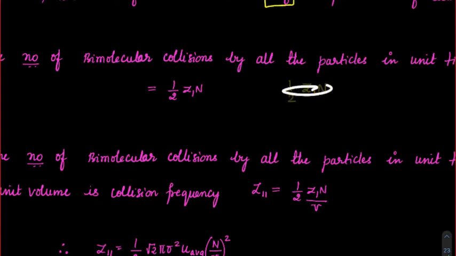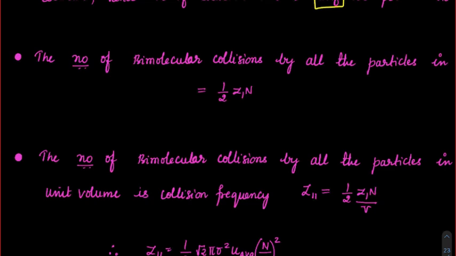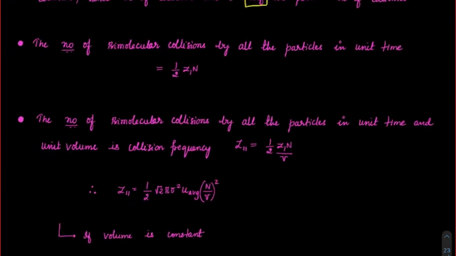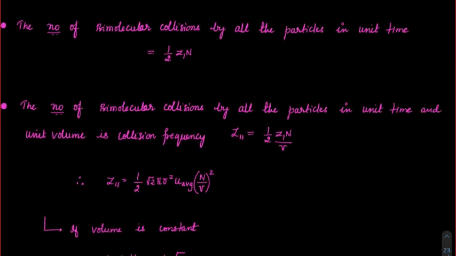So that is what I have written here. The number of bimolecular collisions will be half into Z1 into n. These are the total number of bimolecular collisions in unit time. Keep watching this carefully, it is still unit time, not unit volume. The minute you put it for unit volume also, that's when it will become collision frequency.